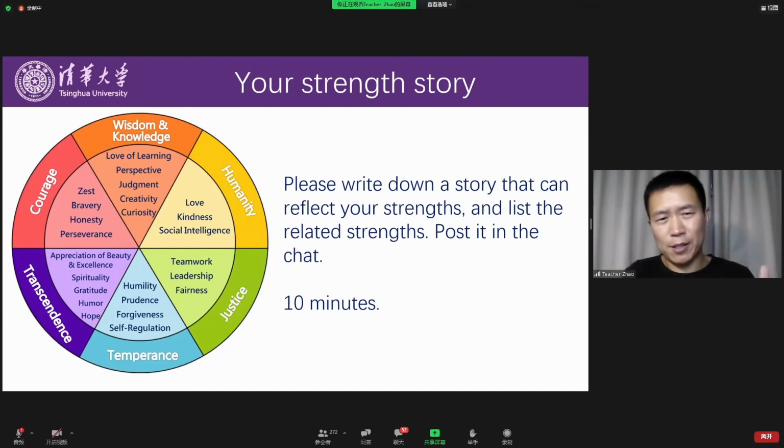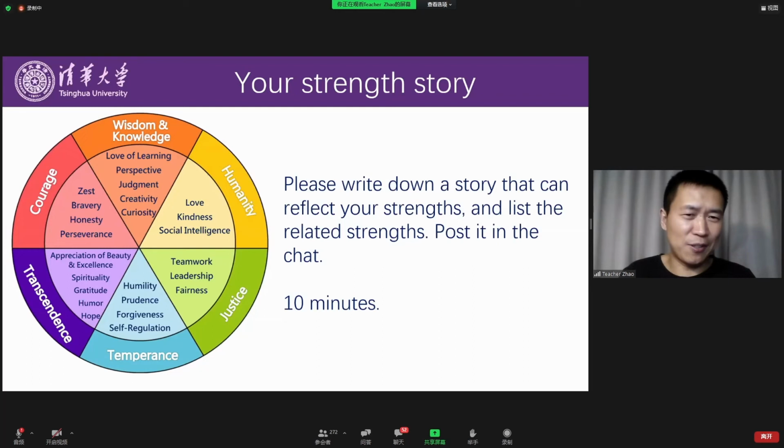Not only my top strengths, but also some strengths that are not so top. For example, love and kindness and social intelligence. So this is my strength story.